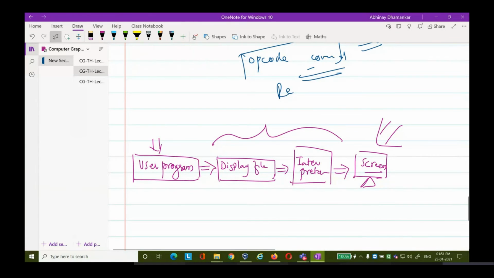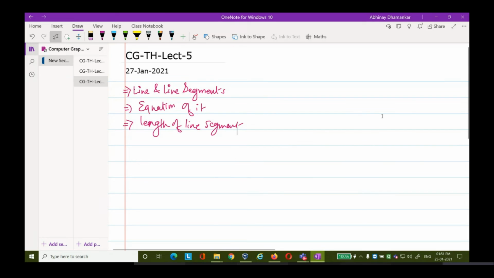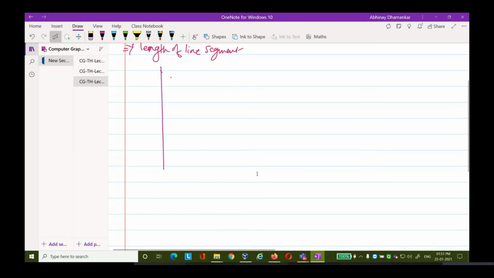I think we can start, no problem. Line and line segment. Before we start, let me draw one diagram, and this diagram is also important for you afterwards. You have to draw this line, exactly vertical.